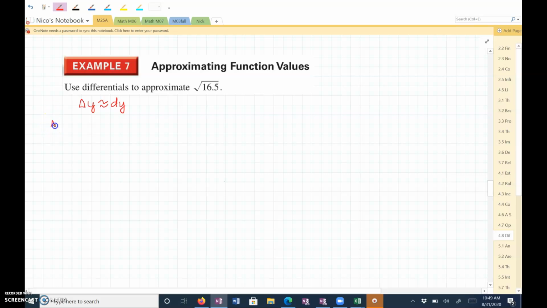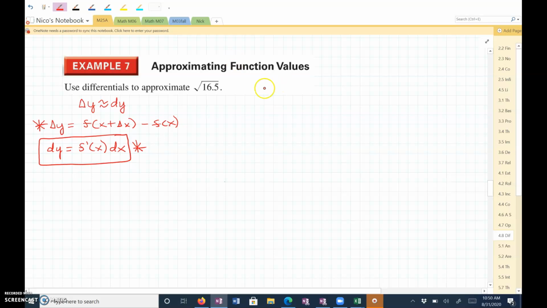So we know that delta y is f of x plus delta x minus f of x. And we know that dy is f prime of x dx. We're going to use this as the approximation. This would be the actual amount.